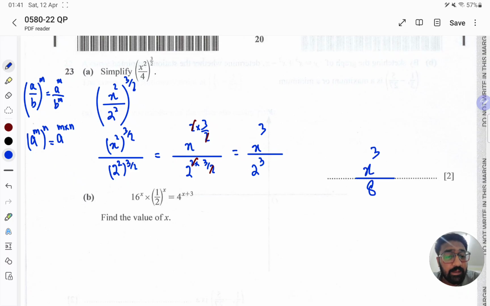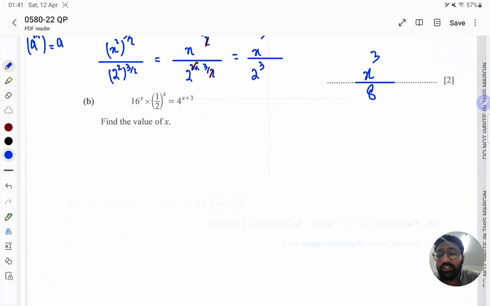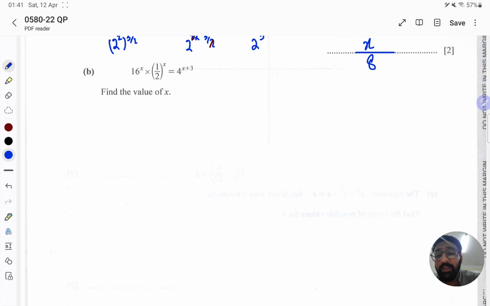x power 3 divided by 8. The next part is also indices, which is question 23 part B. We are going to make the bases same and always try to make the smallest number the base, so that it is possible for you to make all of them the same base. 16 can be written as 2 power 4 whole power x plus 2 power minus 1, because I am bringing it up, and it will be equal to 2 power 2 whole power x plus 3.